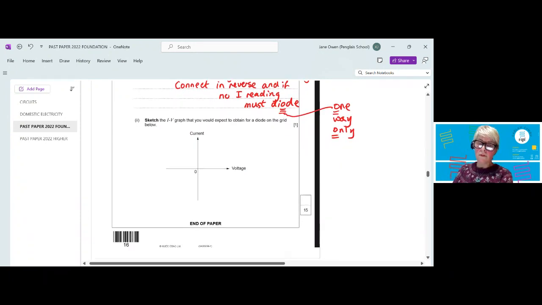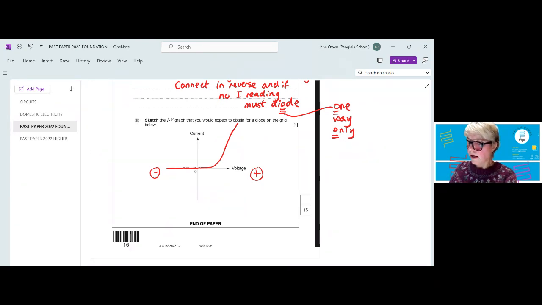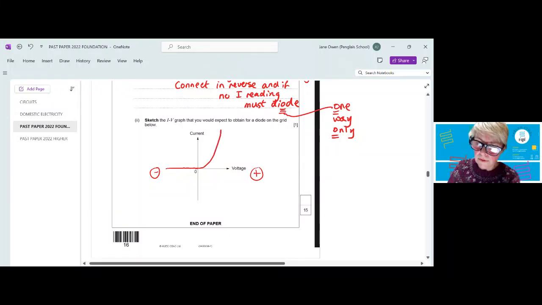So sketch the IV graph, what you would expect to obtain for a diode on the grid below. Well, if it's in reverse voltage, i.e. negative voltage, you won't get any current flowing at all. If it's in positive voltage, you will get a whole load of current flowing after a certain point. So there is a threshold. I don't think I've done that very well. There is a threshold limit for when the current rises up, and then it's kind of like infinite. So that's a little bit better, but not perfect.